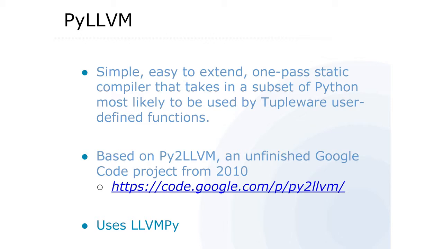Py2LVM uses LLVMPy, all very confusingly named, but basically Python LLVM. There's only so many ways you can combine it. LLVMPy is a project by Continuum Analytics, which is basically Python bindings for the LLVM IR C++ builder package. This is what the LLVM project provides for actually generating LLVM IR code. Almost all LLVM IR compilers use this package.